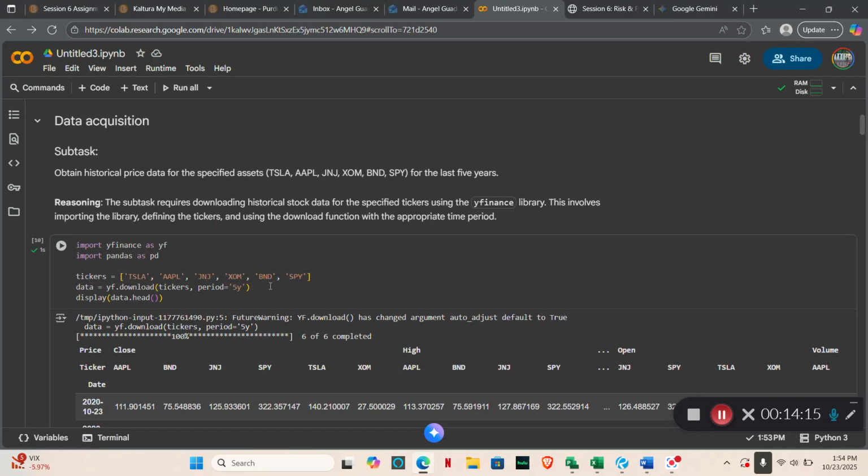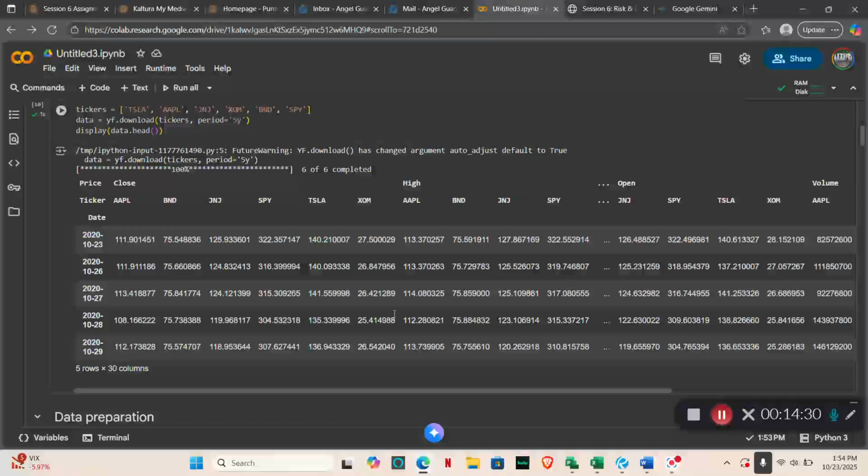So the subtasks require downloading historical stock data for specified tickers using the Finance Library. This involves importing the library, defining the tickers, and using the download function with the appropriate time period. We obtained historical data for the specific assets over the last 5 years.